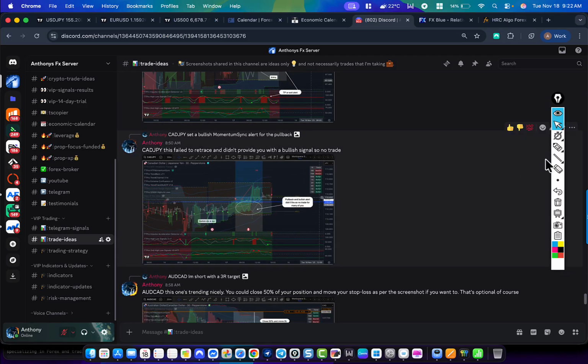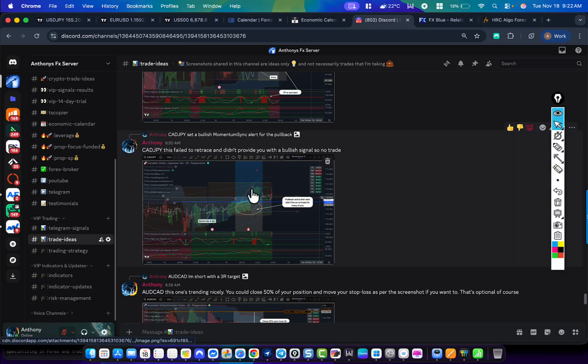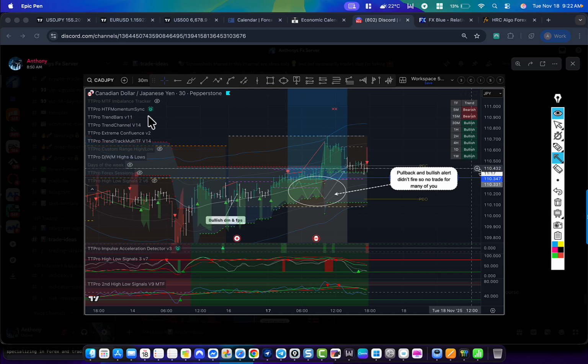The CAD yen, the instruction for that was set a bullish momentum sink alert for the pullback. So let's see how that went. This was the result. Bullish momentum sink alert. It never fired. It didn't pull back, and it didn't fire. So there's no trade. I took this trade back in here. That was my thing. I took that for my Telegram signals. But with these trade ideas, you've got to follow it to the T. So yeah, there was no pullback and no alert. So you don't take that trade. Just let it go. Just abandon the idea.